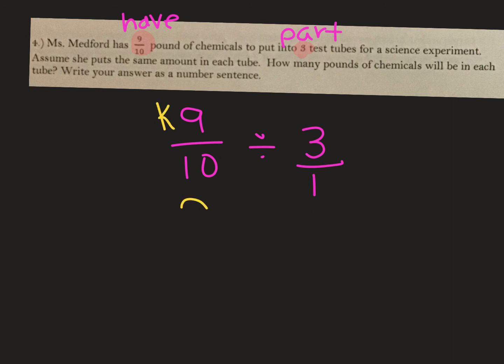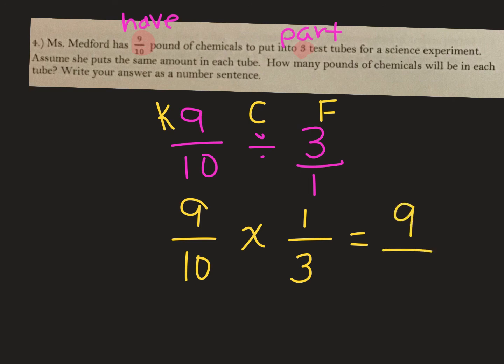So we keep 9/10, change division into multiplication, flip your second fraction into 1/3. From here, we multiply fractions. So multiply your 2 numerators. 9 times 1 is 9. Multiply your 2 denominators. 10 times 3 is 30.